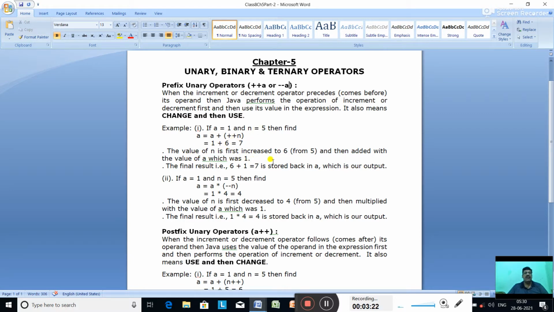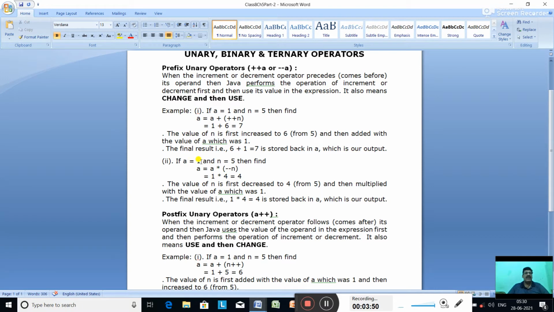So the value of n is first increased to 6 from 5 and then added with the value of a, which was 1. So 6 plus 1, 7. And the final result, that is 6 plus 1, 7, is stored back in a only. This 1 plus 6 will be finally stored where? In a only. So a value was 1. Now the new value of a is 7, which is our output.